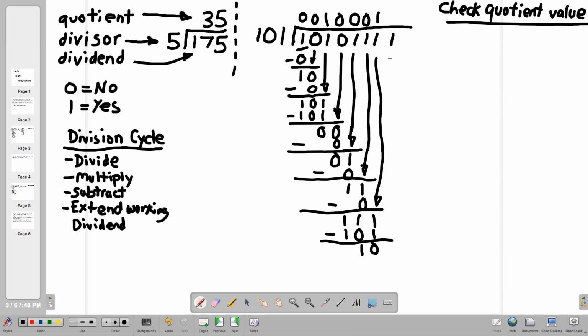And then we extend the working dividend. Oops. So we bring the 1 down. And that 1, 0, 1 is the value 5. Does 5 go into 5? The answer is yes. So that means we put a value 1 here. And then 1 times 5 is 5.